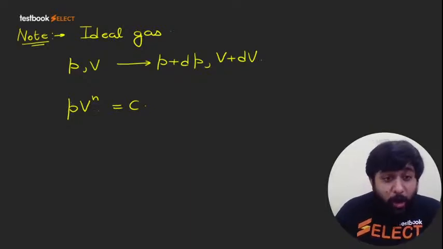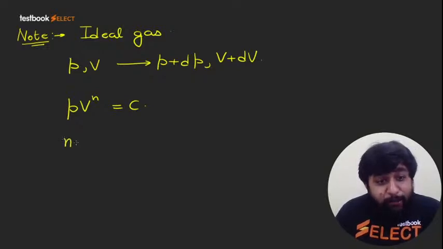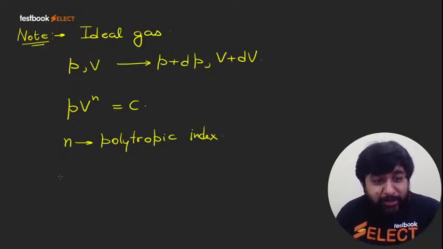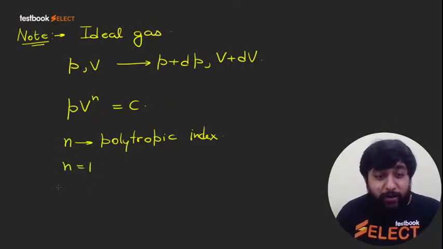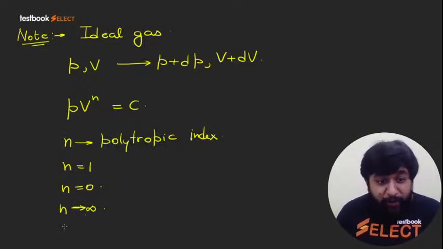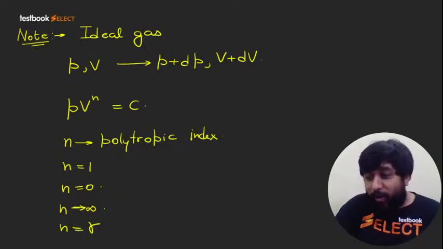Now, what is n? n is called the polytropic index. And for an isothermal process, what is the polytropic index? I know those people who have done thermodynamics can tell the value of n. When the process is isothermal, n equals 1. When the process is isobaric, constant pressure process, n equals 0. When the process is isochoric, constant volume process, n approaches infinity. And when the process is adiabatic, n is equal to gamma. So I hope you are aware of these values.